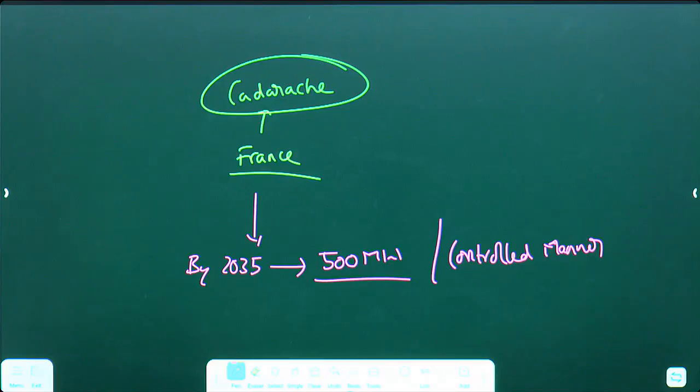So Cadarache simply means the place where they're going to assemble all their parts. Each and every part will be coming from these 7 countries. And once they reach Cadarache, then they'll do the rest of the things, assemble. Okay?